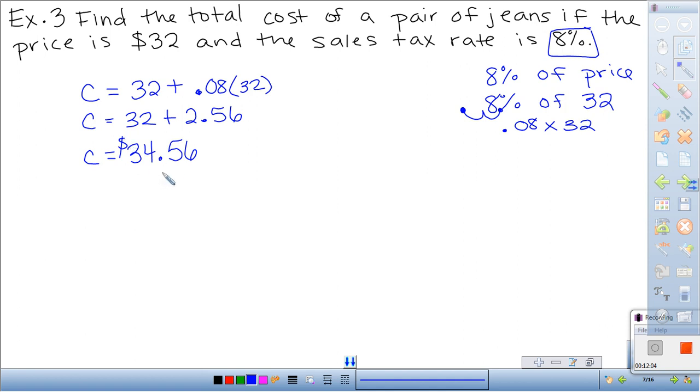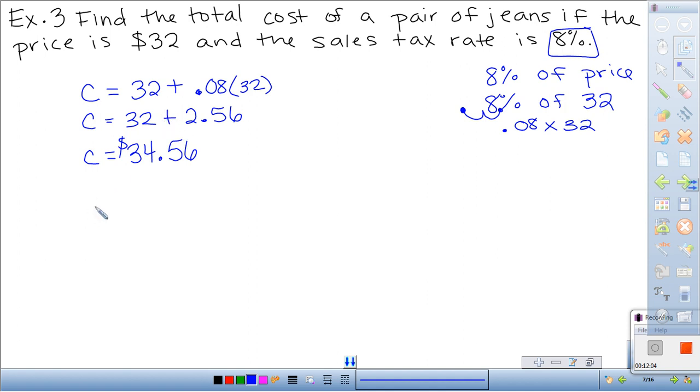Anytime you finish a word problem, ask yourself, does that seem reasonable? Does it seem reasonable that my $32 pair of jeans will end up costing me $34.56? I think so. That's not much more, but it is a little bit more because we know we're going to pay a little bit more in tax.